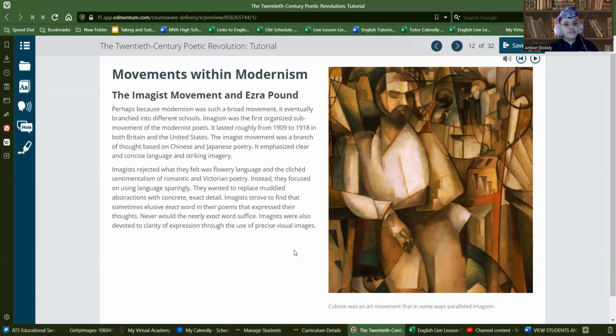So at the bottom, just a summary. Imagists were also devoted to clarity of expression through use of precise visual images. So again, we're talking about precision.